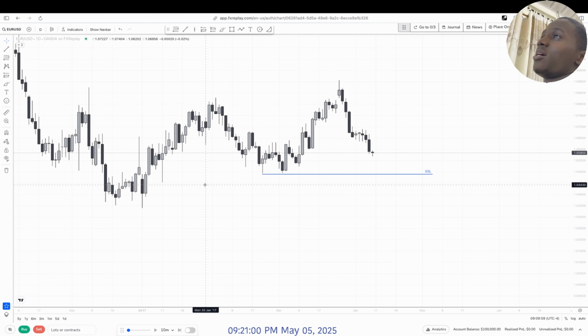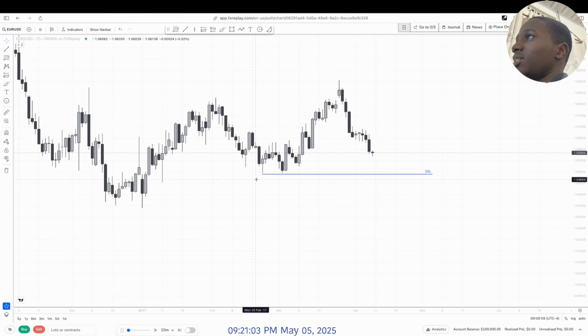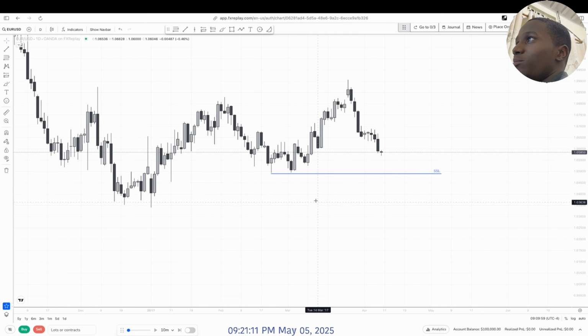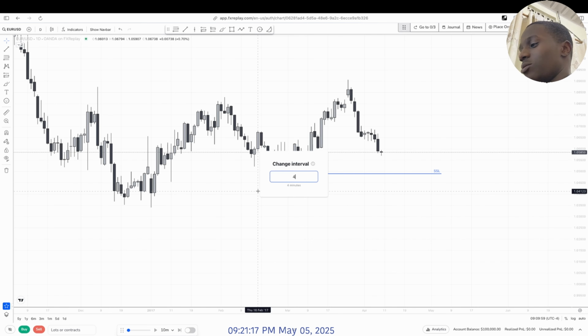So our analysis would be taking out this sell side and then hitting the midpoint of this order block and then pushing higher. That would be a good analysis, or even continuing lower, but this is an obvious level the market would potentially retrace to. Let's go to the 4-hour now.